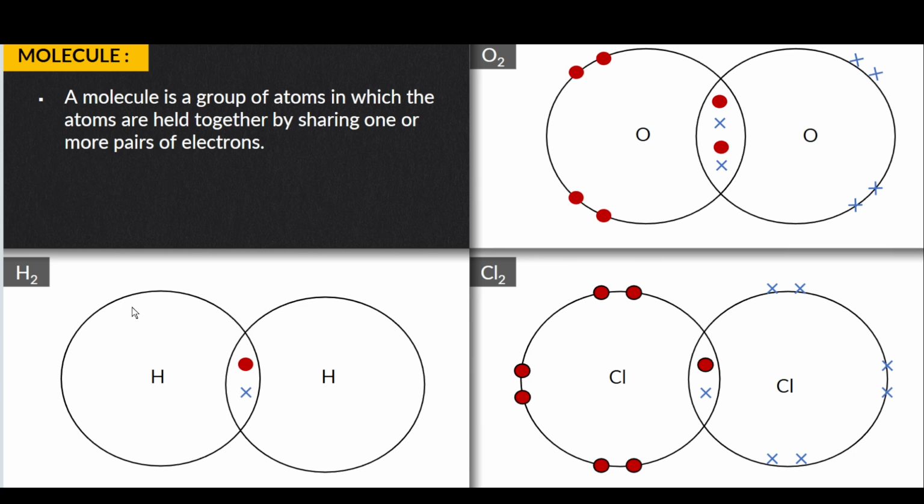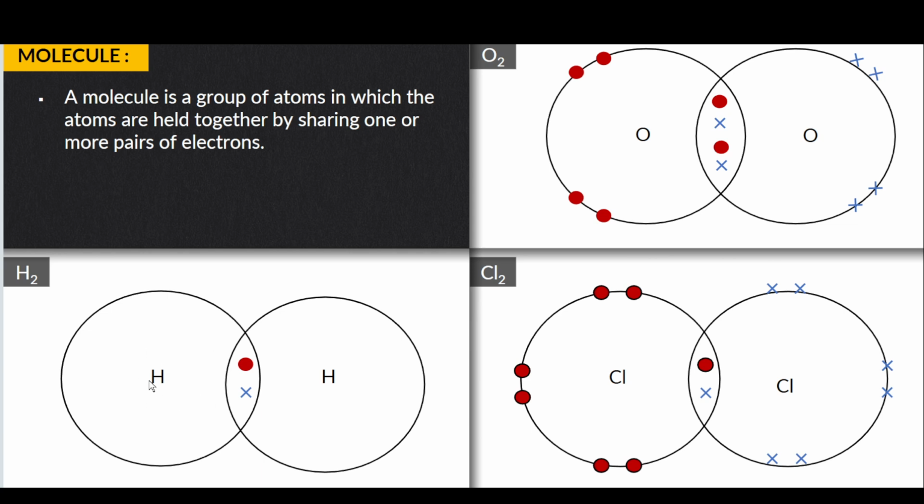pair of electrons. Like here we have hydrogen. So let's say this red dot or red circle is the electron of this hydrogen, and this cross is the electron of this one. Now, because hydrogen has one electron, and we know in the first shell two electrons are needed for an atom to be stable. In the second shell they should have eight, right?